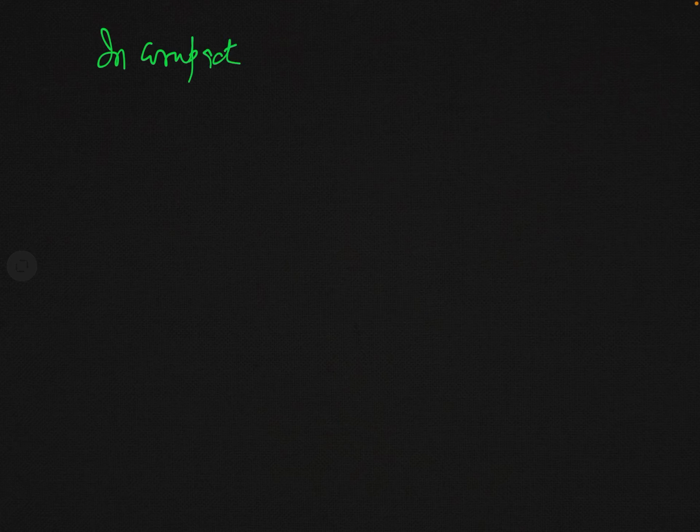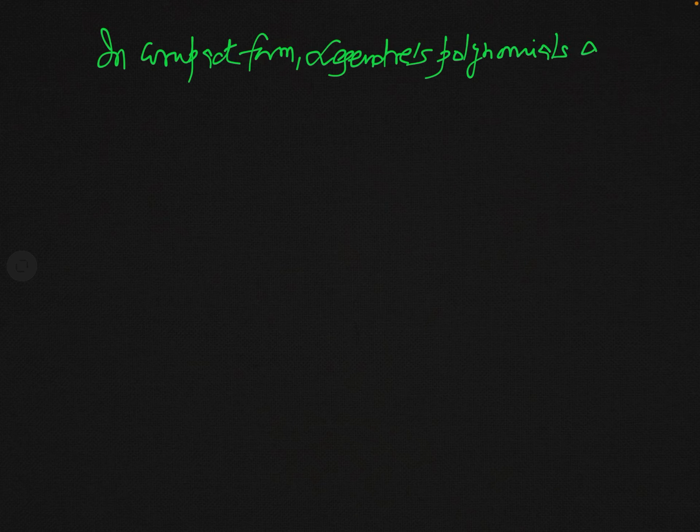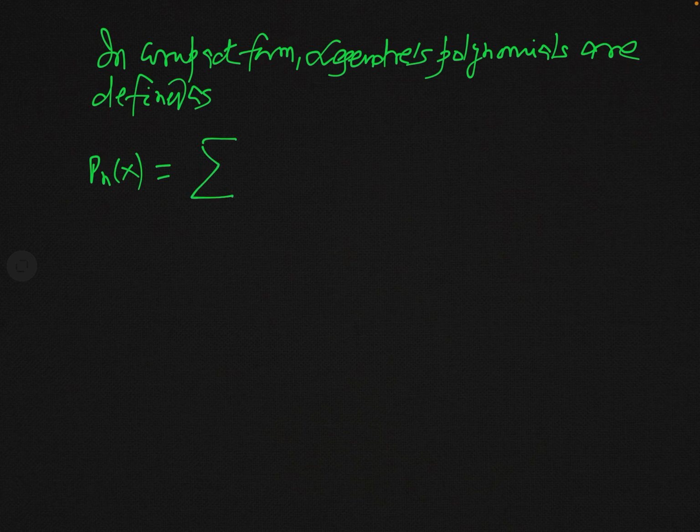So in compact form, Legendre's polynomials are defined as Pn of x. How we can define it in compact form? I am writing it. This is summation k equal to 0 to n. As I have told you, it is a terminating series, so infinity will not be here. Actually, this series will terminate at a finite term, and this is the cause that it is used in physical problems. So I have taken the upper limit capital N.